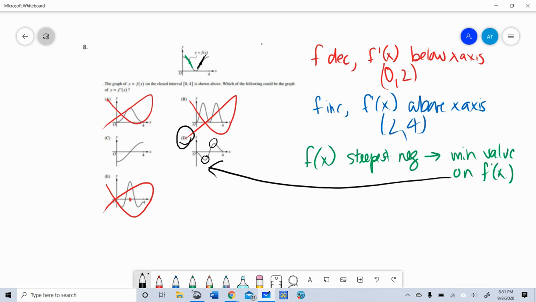Choice C would have a graph where the derivative started really negative, got less and less and less negative, and then got more and more positive as we went along.